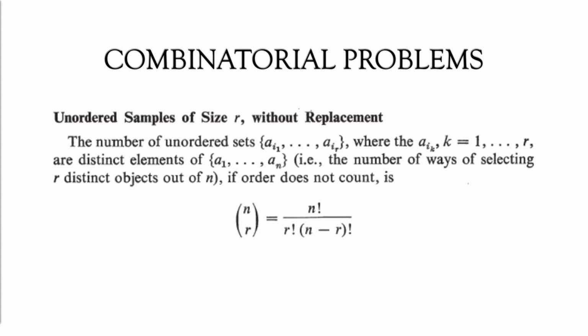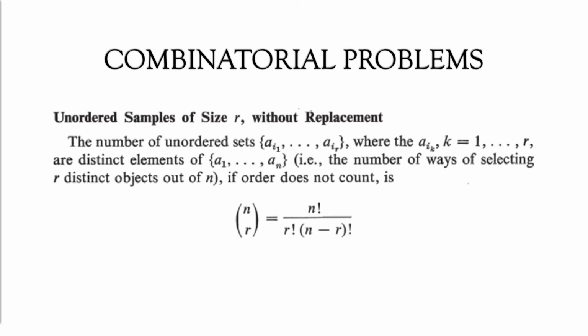For example, we have the number of ways of selecting r distinct objects out of n if order does not count, so we have this formula. n taking r at a time is equal to n factorial all over r factorial times the quantity n minus r factorial.